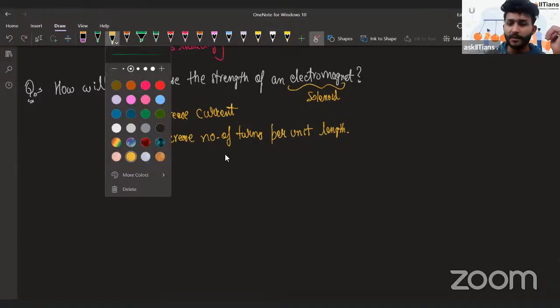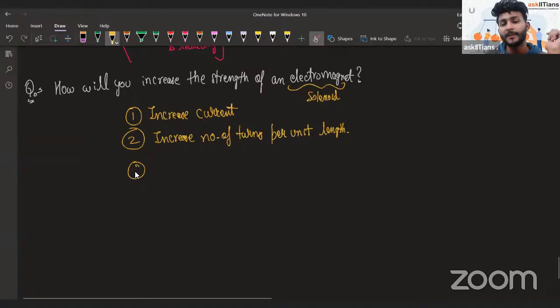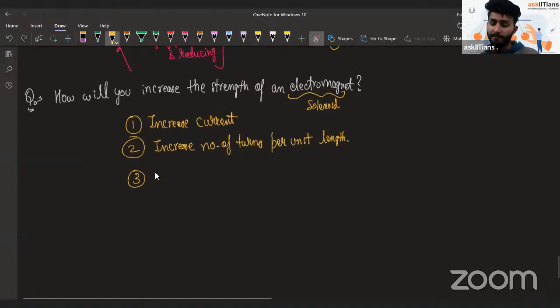And the third, what is the third method? Abida, you're right. Guys, what is the third method of increasing the strength of an electromagnet?